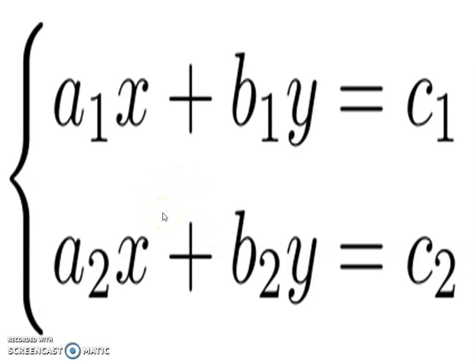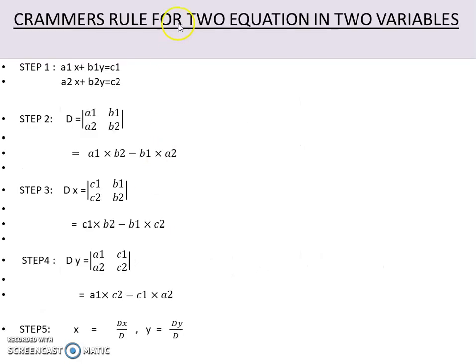Then we can easily solve this system of equations using Cramer's rule. Let us try. Cramer's rule for two equations in two variables. Step 1, a1x plus b1y is equal to c1, a2x plus b2y is equal to c2. Now, step number 2 is D, with a1, b1, a2, b2. The coefficients of x are a1 and a2 and the coefficients of y are b1 and b2.